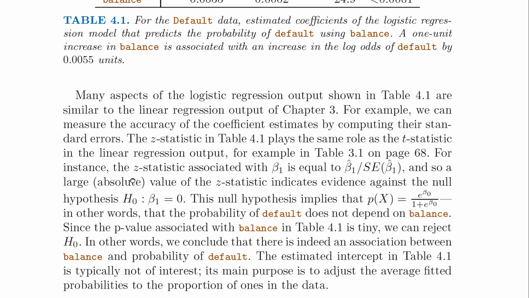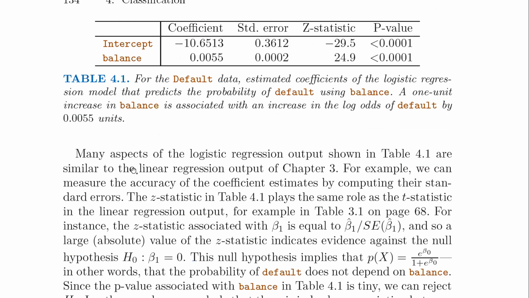Many aspects of the logistic regression output shown above are similar to the linear regression output of chapter 3. For example, we can measure the accuracy of the coefficient estimates by computing their standard errors. The Z statistic in table 4.1.